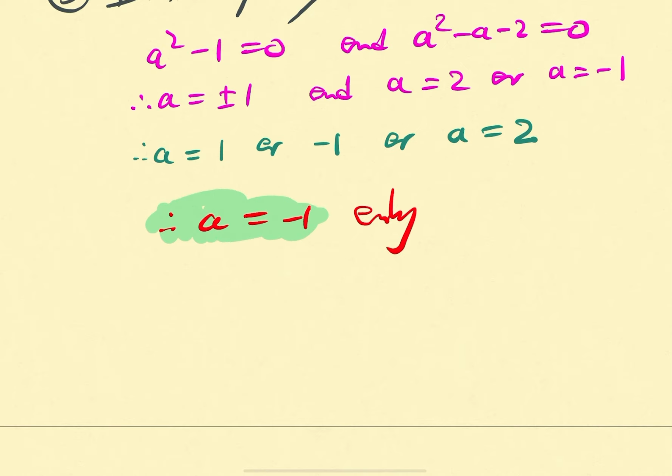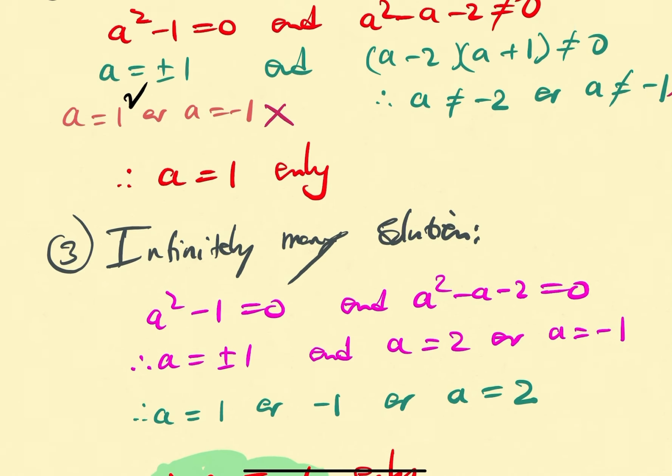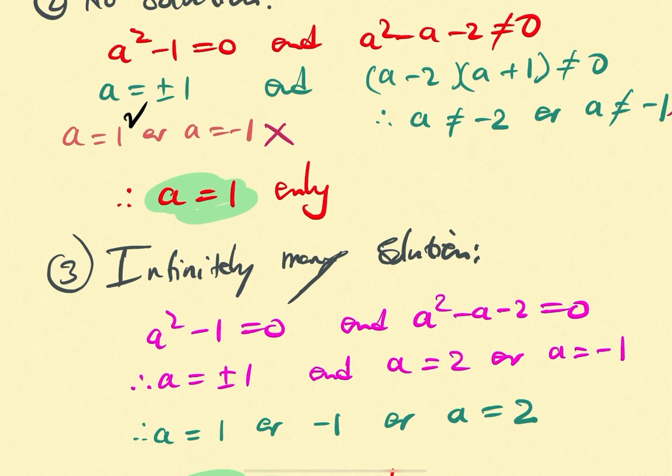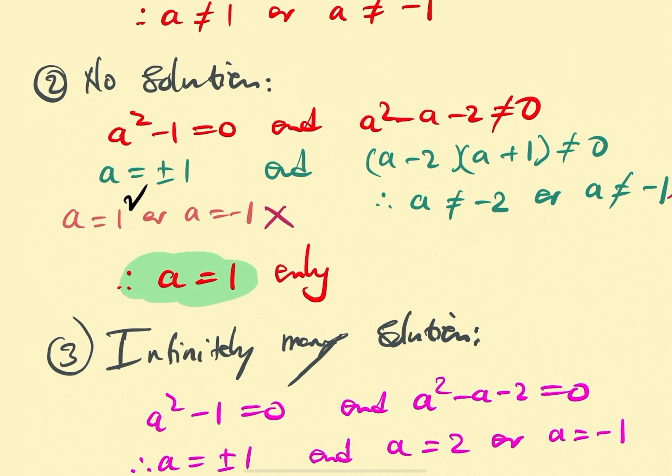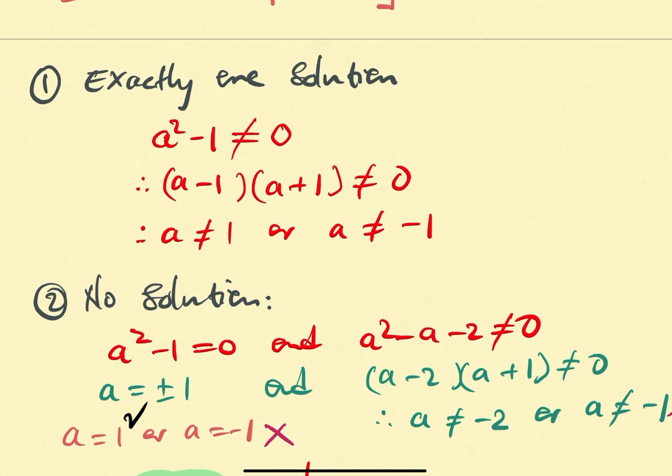So the value of a here is negative 1. And then here, that is 1. And here it is not negative 1 and 1.